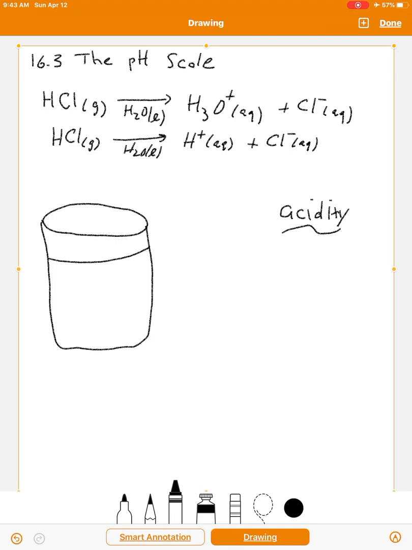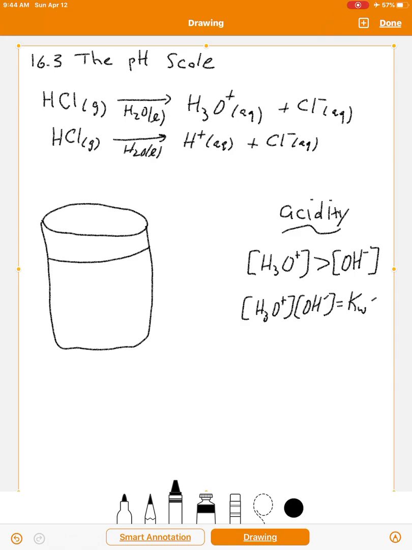When we say that a solution is acidic, what we really mean is that there is a higher concentration of hydronium than there is hydroxide. So when we say something's acidic, the hydronium concentration is greater than the hydroxide concentration. Now remember, the product of the two concentrations is Kw, which at 25 degrees C is 1.0 times 10 to the minus 14.